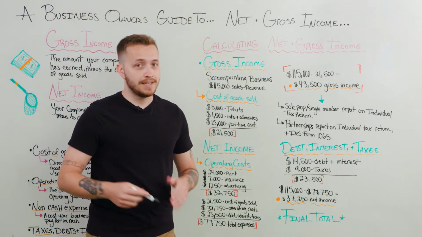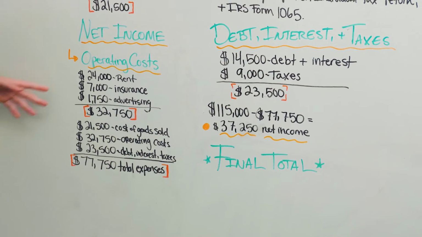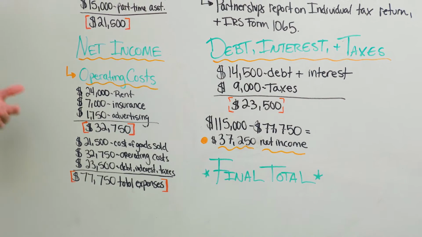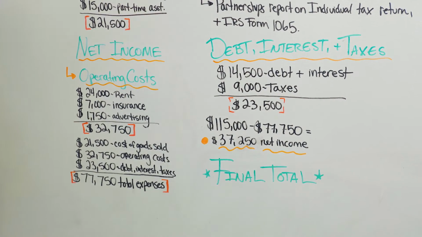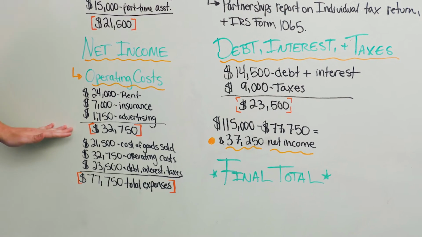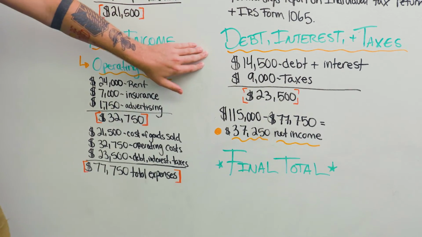Now let's talk about net income. For net income, you're going to want to take your operating costs, which is $24,000 in rent, $7,000 in insurance, as well as $1,750 in advertising, which is a total of $32,750. Once you have that number, you'll move on to your debt, interest, and taxes.